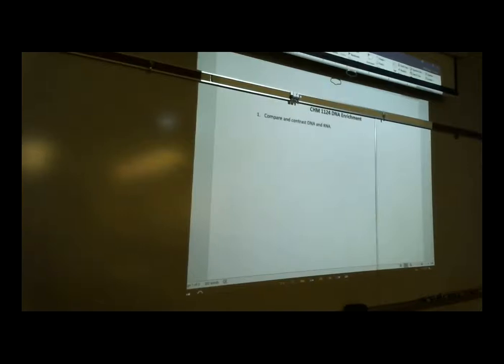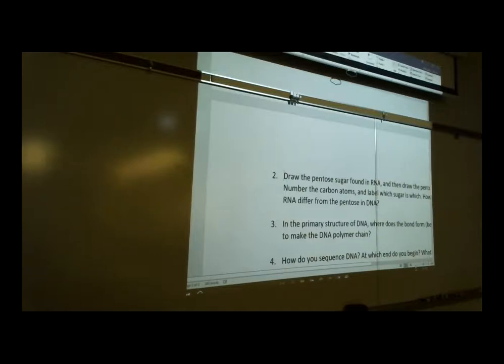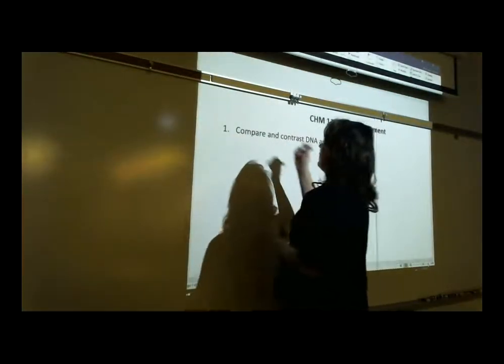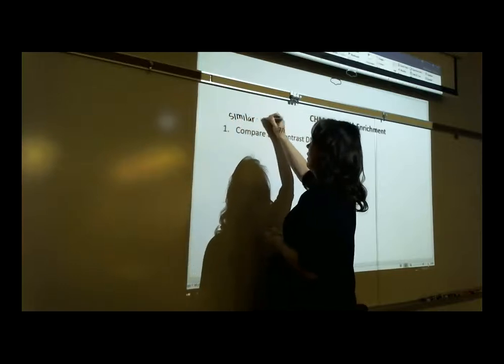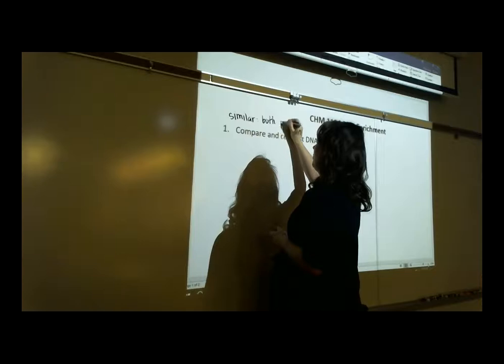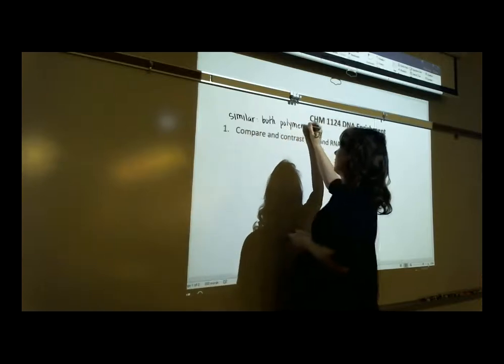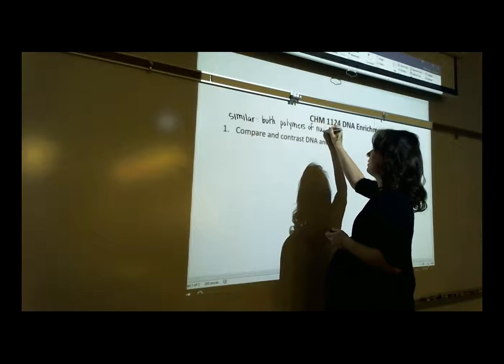Compare and contrast DNA versus RNA. All right, so DNA and RNA do have several things in common, but they are more different than they are similar. So what do they have in common? Well, the similarities, they are both polymers of nucleotides.